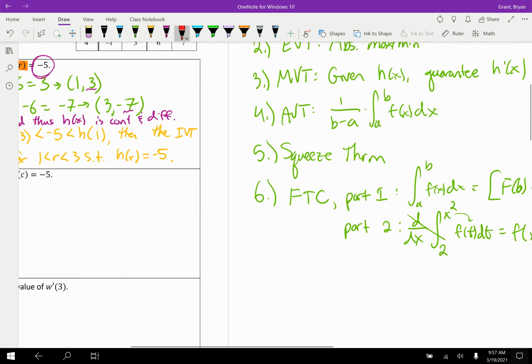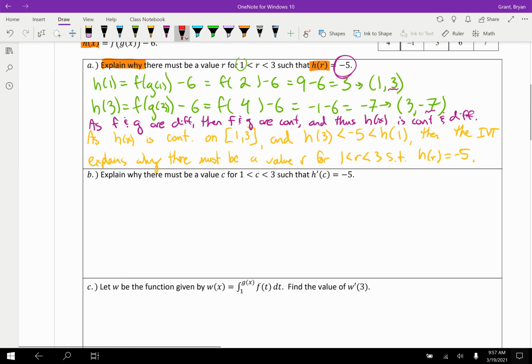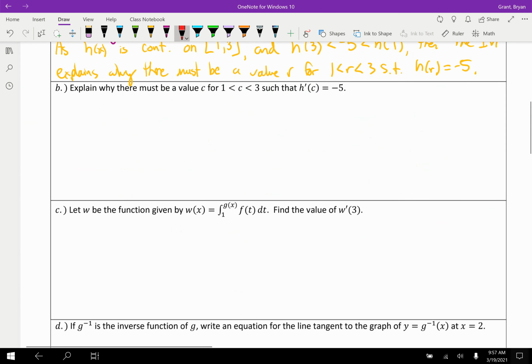In particular, this is our MVT. We have h. We want to guarantee something about slopes. What's our setup for the MVT? Well, the first thing we want to find is the average rate of change. Average rate of change.